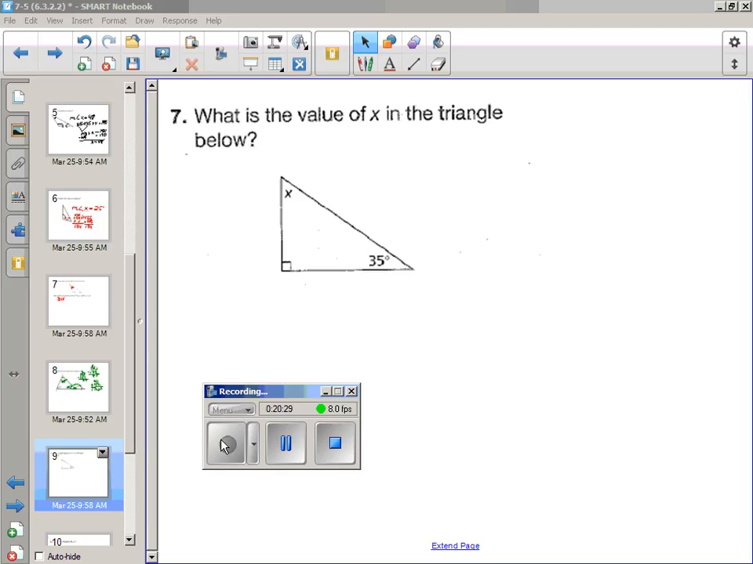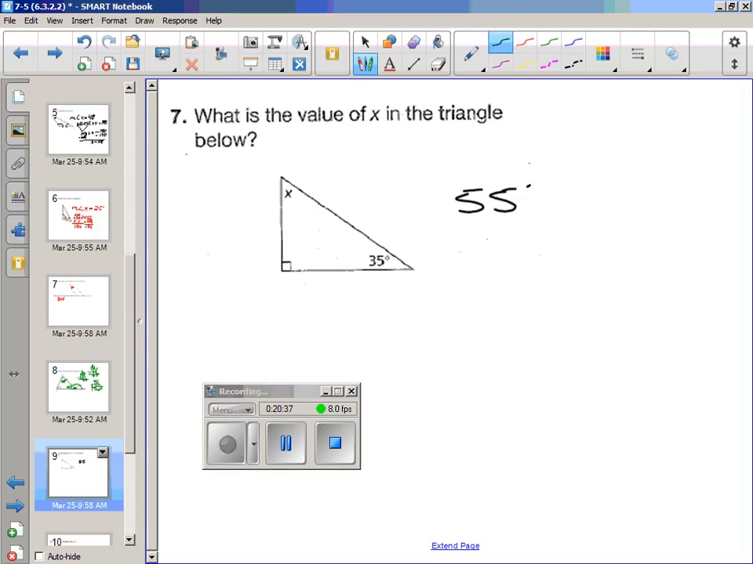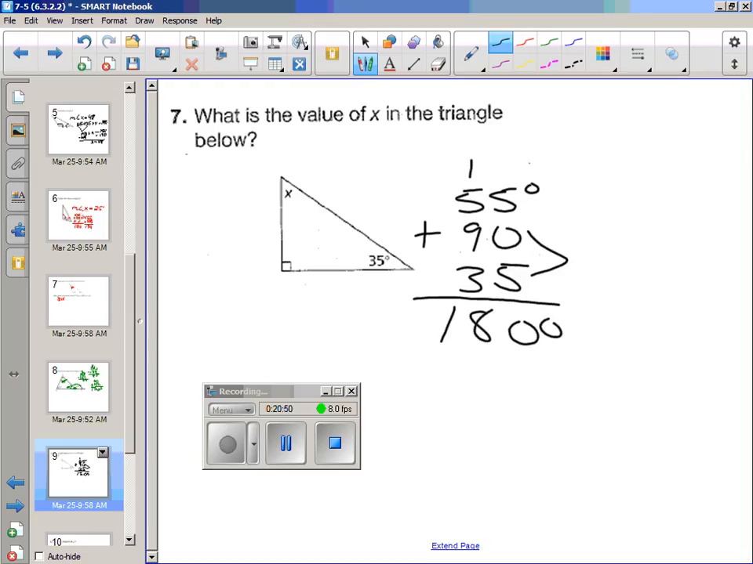All right, what's the measure of angle X? Go ahead, class. It's 55 degrees. Why? Because you do 90 plus 35. When we add up all three of the angle measures, we should get a grand total of 180 degrees. These two together give us a grand total of 125. Therefore, we need 55 degrees.